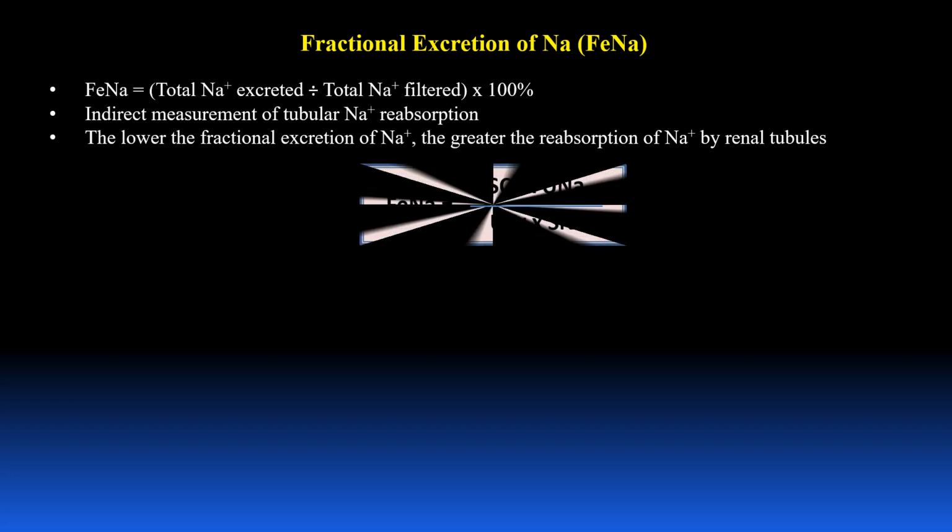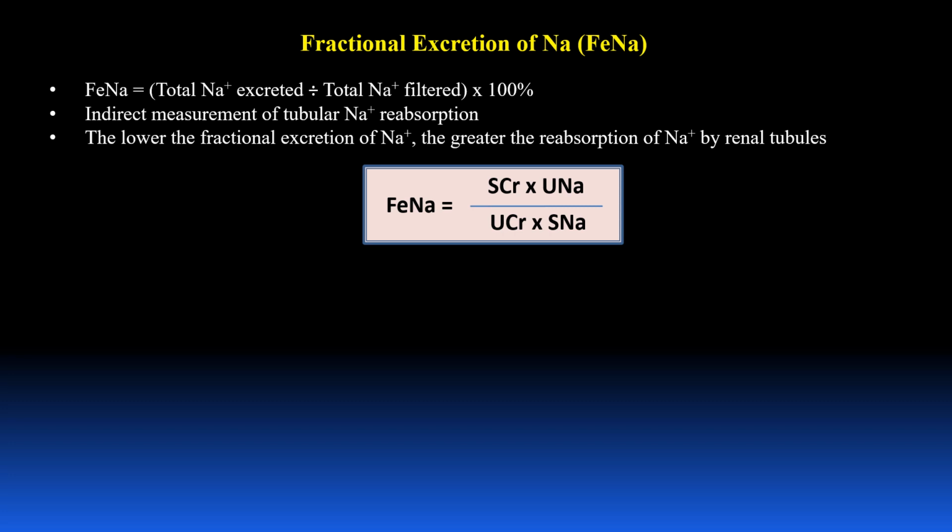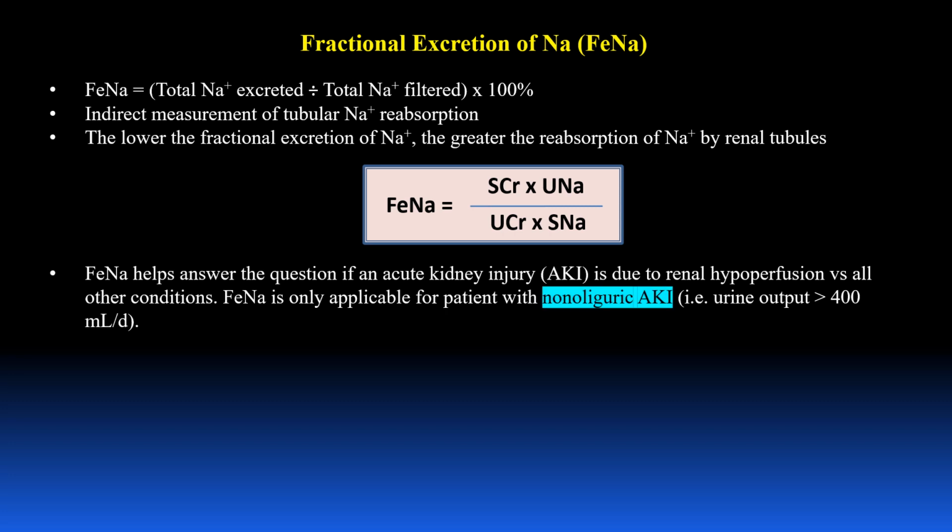FeNA can be calculated as serum creatinine concentration times urine sodium concentration divided by urine creatinine concentration times serum sodium concentration. FeNA may be used clinically to answer the question whether an acute kidney injury, or AKI, is due to renal hypoperfusion versus all other conditions. FeNA is only applicable when the patient has non-oliguric AKI, where non-oliguria is defined as having urine output greater than 400 ml per day.